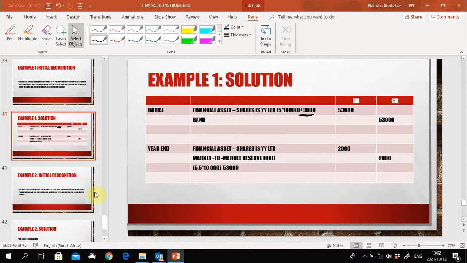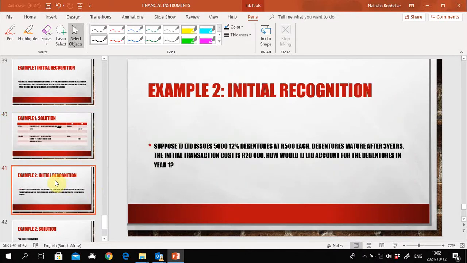In the second example, I said, suppose that TJ Limited issues 5,000 12% debentures at 500 Rand each. The debentures mature after 3 years. The initial transaction cost is 20,000. How would TJ account for the debentures? So now, again, we have to read. TJ issues, so this is a financial liability. If it is purchase or buy, it's a financial asset. And now they want to know how this transaction cost, that 20,000, will be treated.